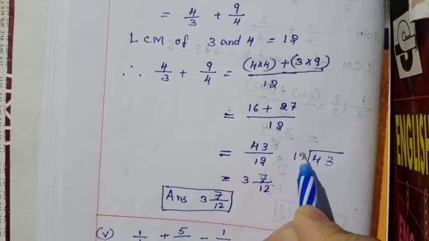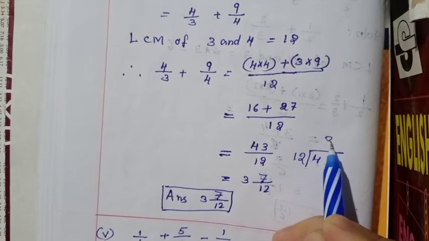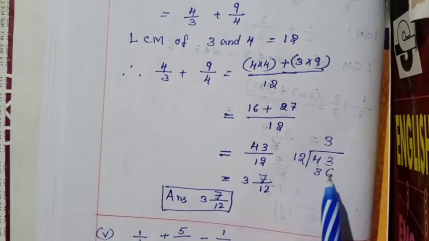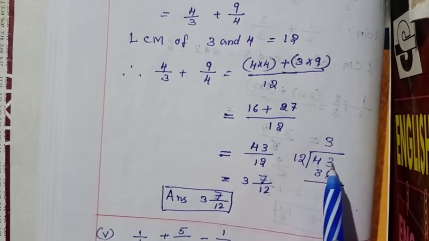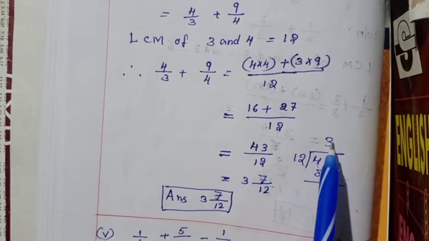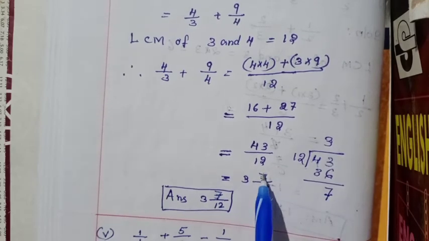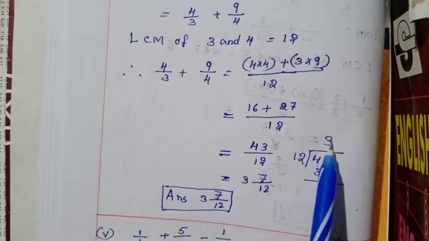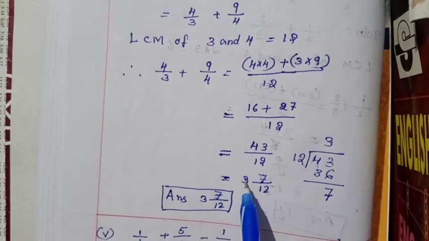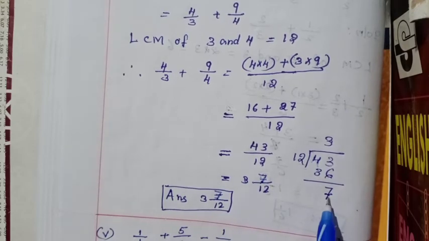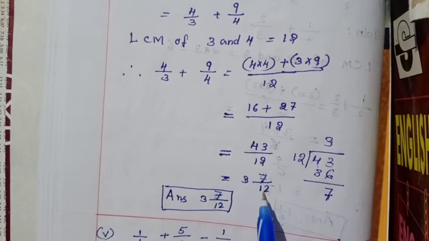divided by 12. 12 3 times 36. Then 43 minus 36 is 7. So we will write this quotient here, and 7 we will write in the numerator, and the same denominator 12 we will write as the denominator. So quotient is 3, that you will write outside, and 7 is the remainder, and the same 12 as the denominator. So 3 and 7 by 12 is the answer.